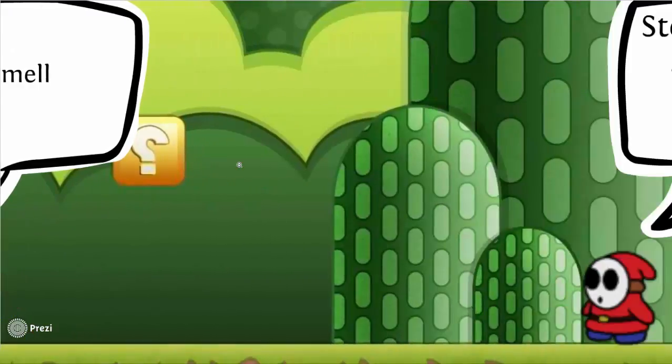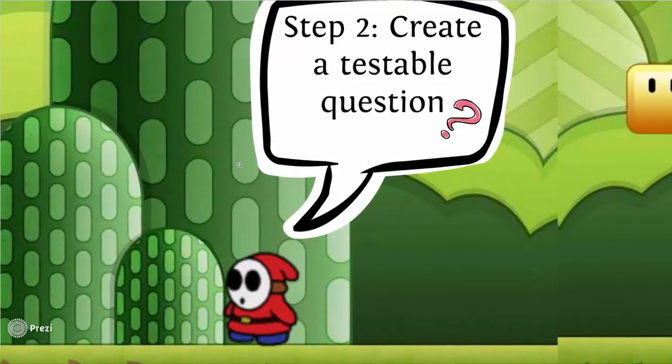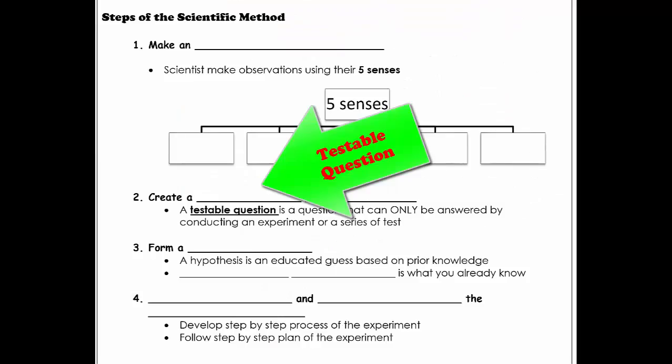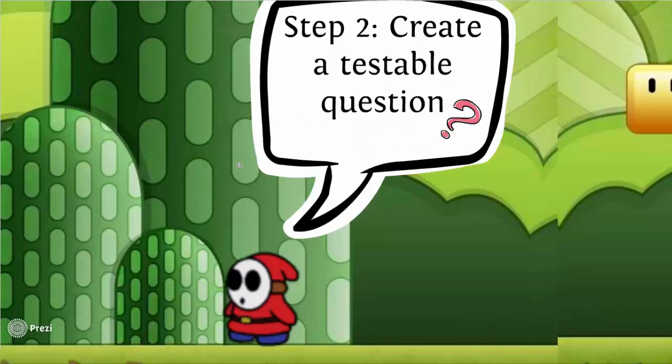All right, let's move on to the second step. The second step of the scientific method is to create a question, a testable question. A testable question is a question that can only be answered by conducting an experiment or a series of tests. Pause the video and fill that in your notes now. The second step is to create a testable question. Did you pause it? All right, great job.